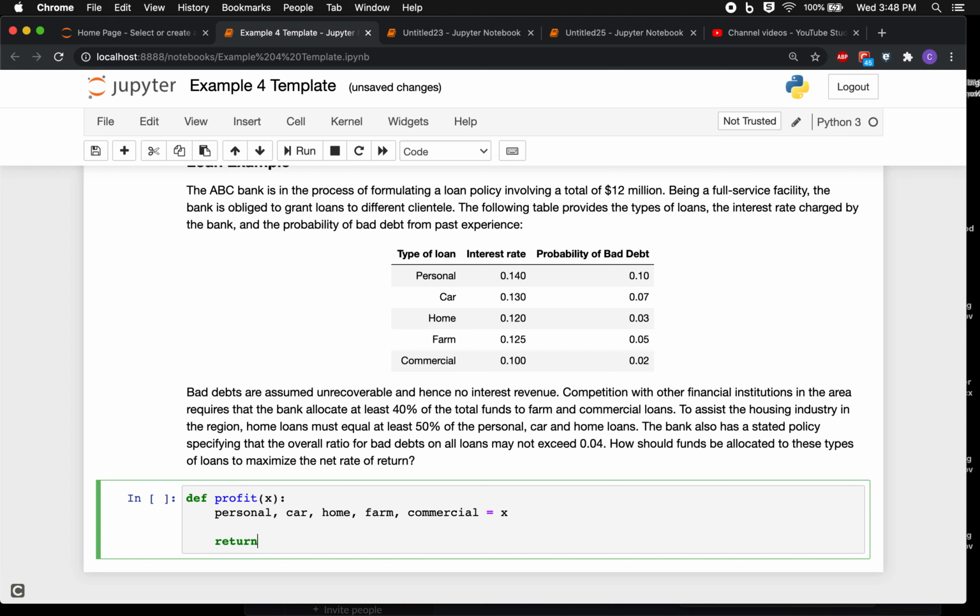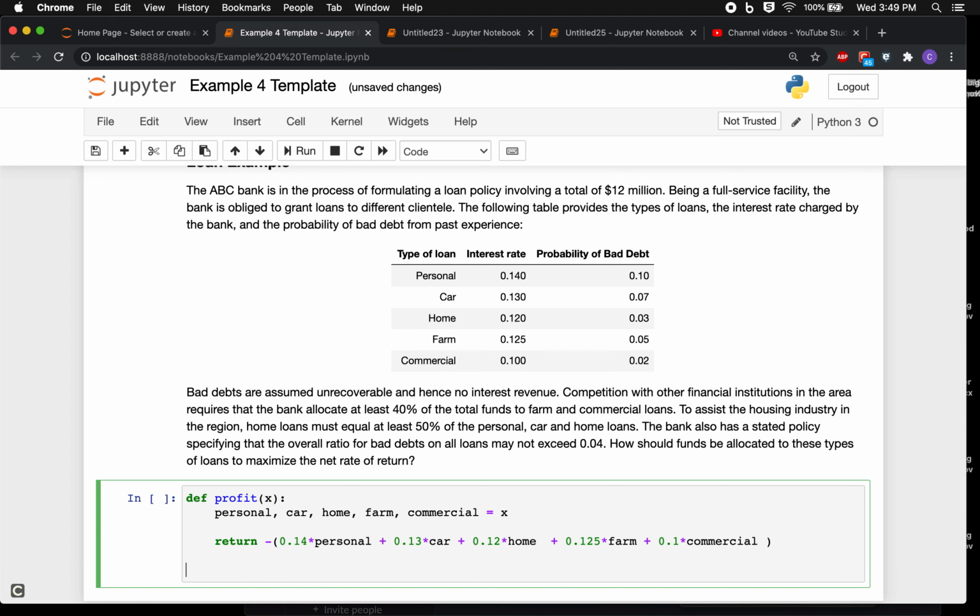And so then I'm going to return, and I want to maximize the profit. So I'm going to put a negative in front of the quantity I want to maximize. So it's 0.14 times personal loans. So these are like credit card loans, which have high interest, same with car loans. And then you see that home loans are a little bit cheaper, right? Typically because you have the collateral of your home. That's a pretty high home interest rate, though. Then you have farm loans, 0.125 times farm. And then we have 0.1 times our commercial. All right, so that's what we're going to maximize, or in turn minimize.